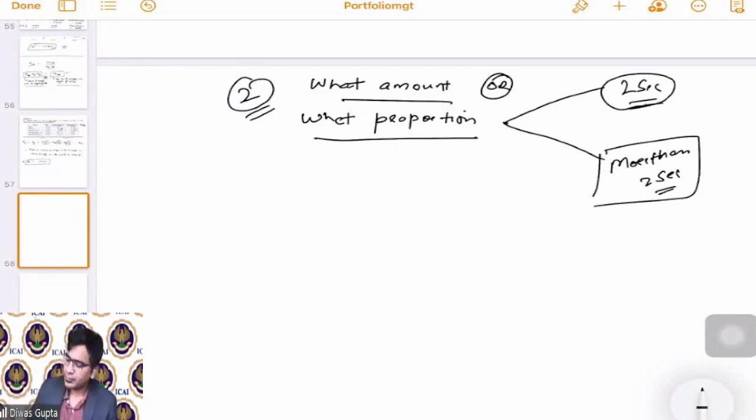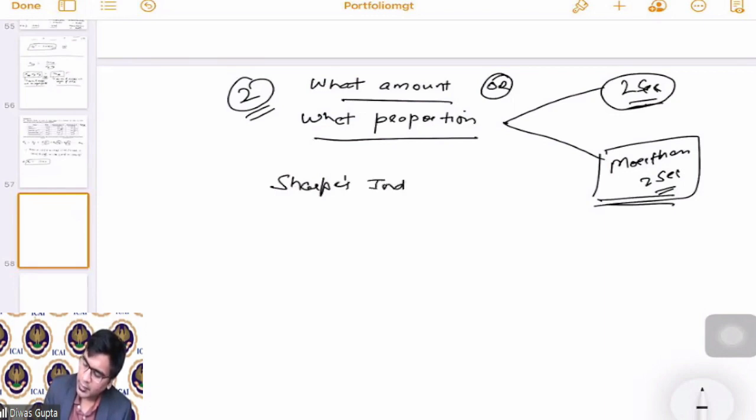So whenever we talk about more than 2 securities and what is the proportion, we will follow the Sharpe's index model, or we can say that this is the optimal portfolio given by Sharpe.